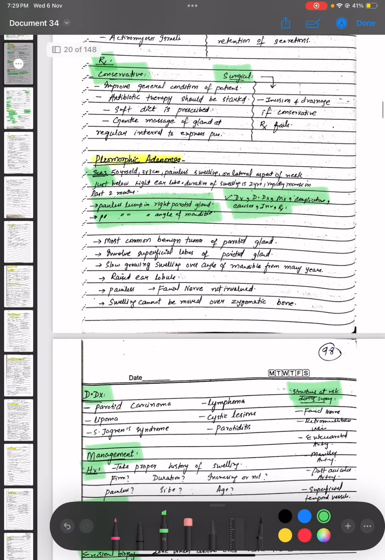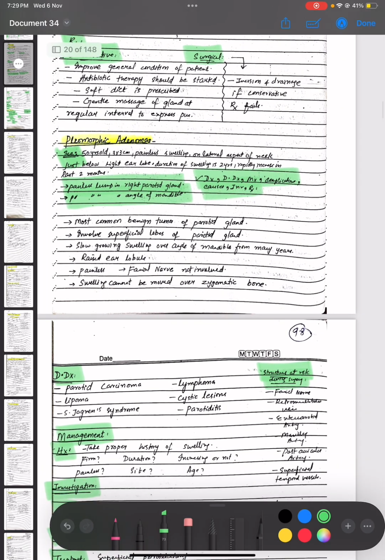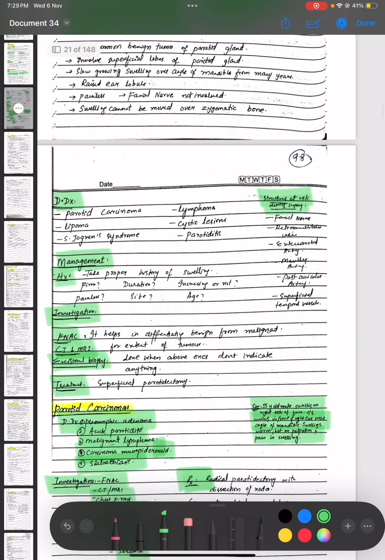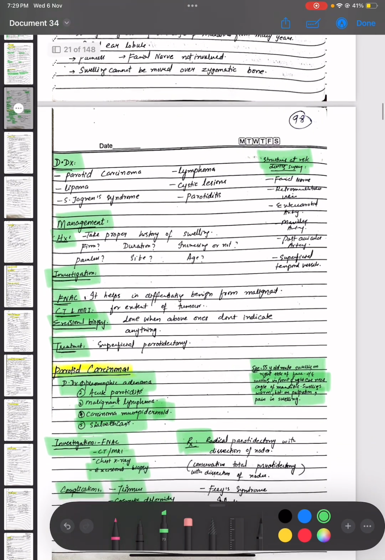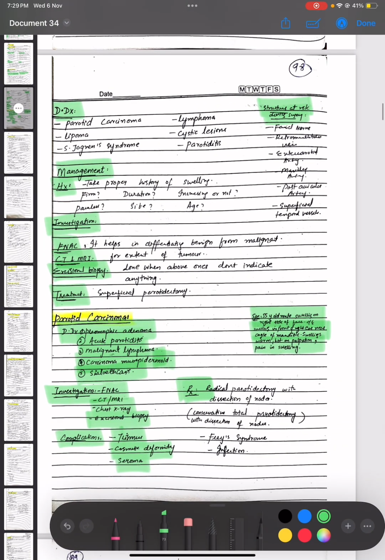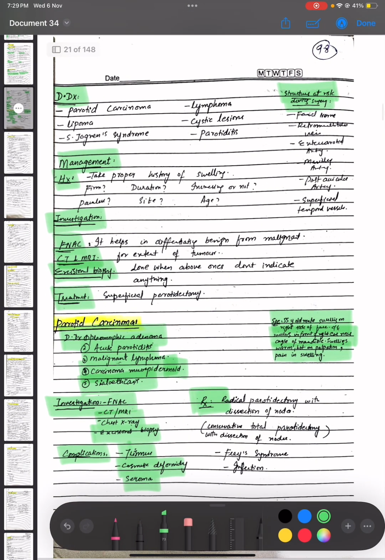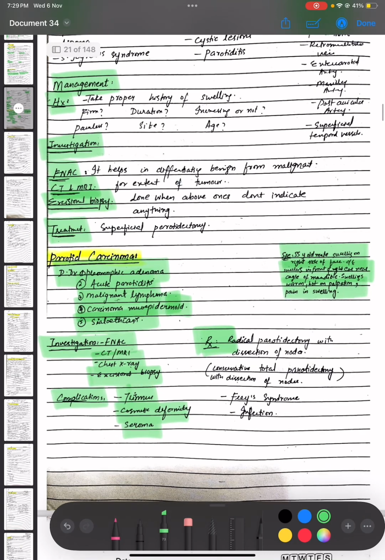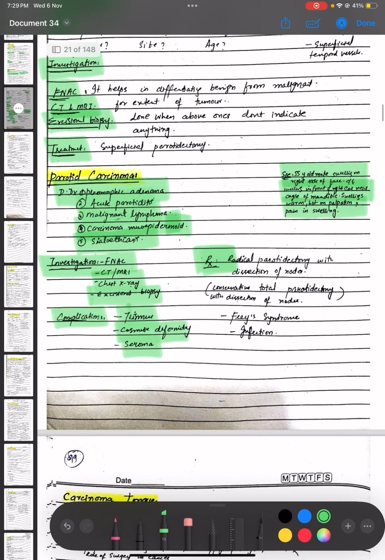Then we discussed the scenario for pleomorphic adenoma. Then what are the diagnosis, the differential diagnosis, the management, complications, causes, and investigations. In the differential diagnosis, we have parotid carcinoma, lipoma, Sjogren syndrome, lymphoma, cystic lesions, and parotiditis. What are the structures that are at risk during the surgery, and what are the management options? Then we learned the management, that is, first we will take the history, then we will do the investigations, then the treatment.